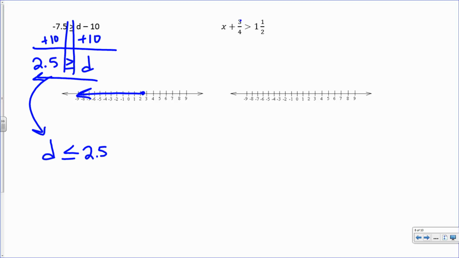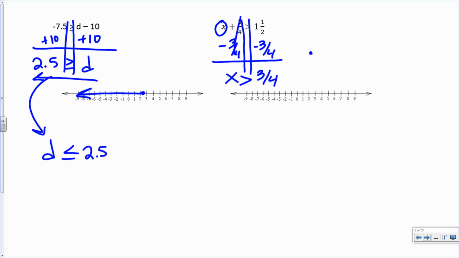Now finally on this one, this goes back to what we're used to. My variable's on the left. So I just go ahead and try and get my variable alone by subtracting 3/4. So these are gone, and I have x is greater than 3/4. I don't want to rewrite this because my variable already is on the left. I don't want to read it backwards. I just go to 3/4. Now 3/4 is 0.75 if you change it to decimal form, just to help you think where that is, which is going to be really close to 1, but not quite 1. It's going to be an open circle, and it's going to be everything to the right because it's greater than.